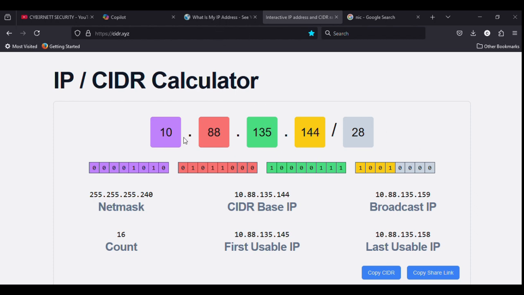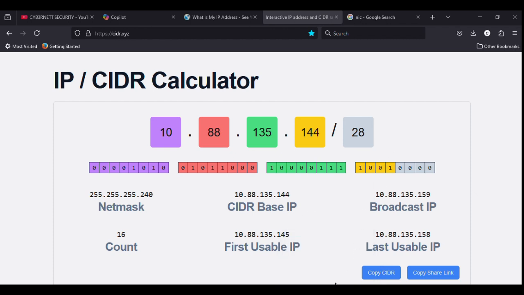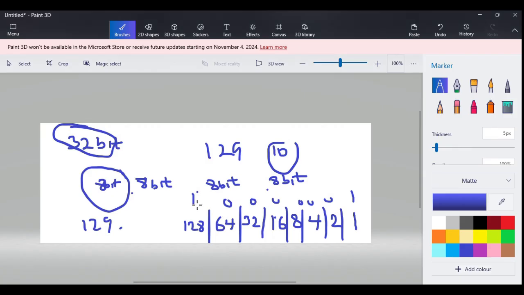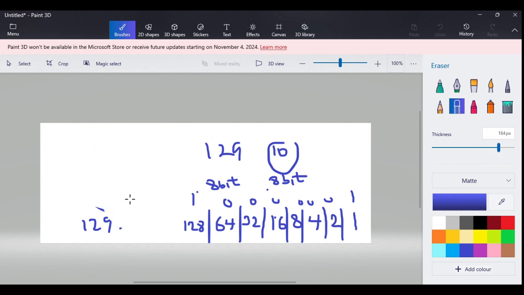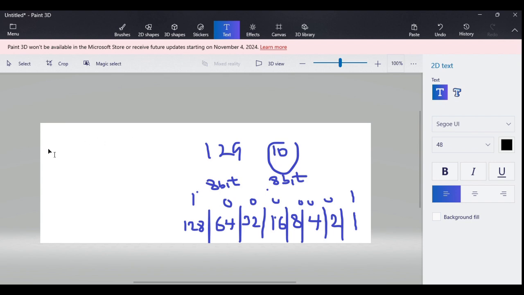So now, let's talk a little bit about classes of IP addresses. For IP addresses, we have 5 classes in IP addressing. So how do we check those classes? Those classes are what we use as network administrators to know the range of IPs that we'll be using.